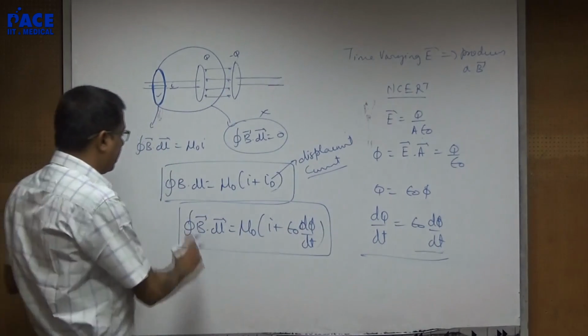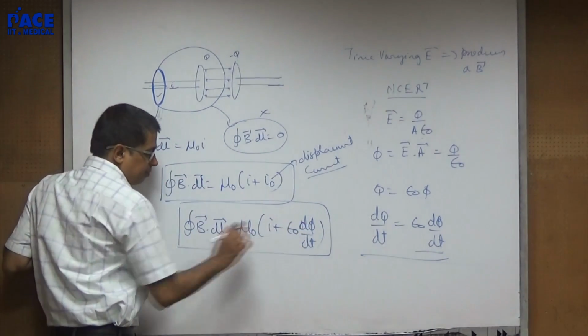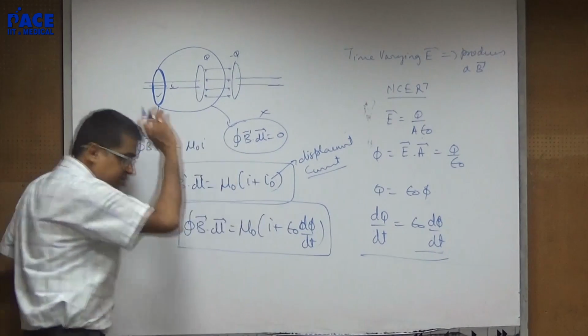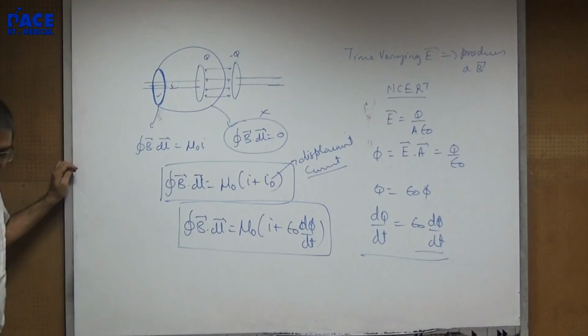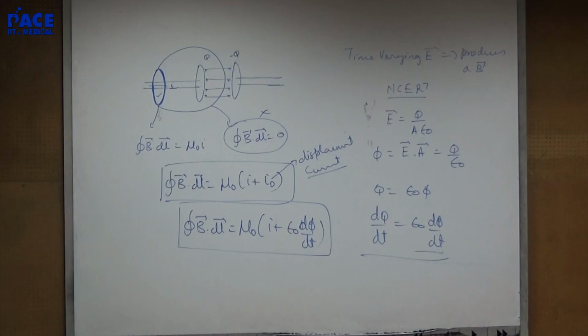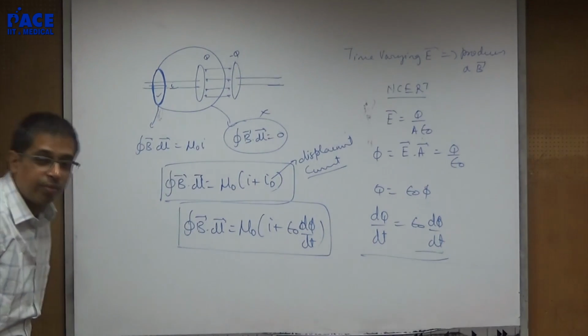So it will produce a magnetic field. How much magnetic field? Mu naught times I plus epsilon naught d phi by dt. This epsilon naught d phi by dt is called displacement current. Is it really current? No. Why are you calling it current? Because we have a mental block in accepting that other than current something else can also produce a magnetic field.